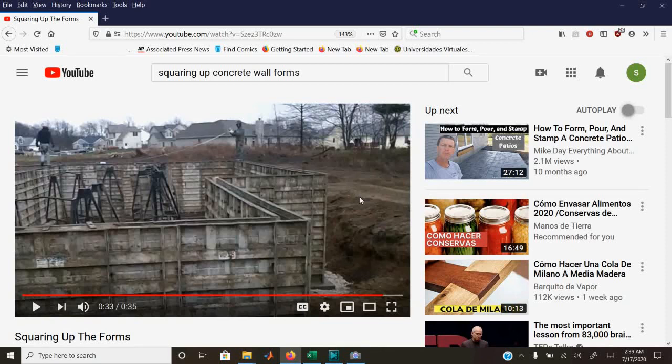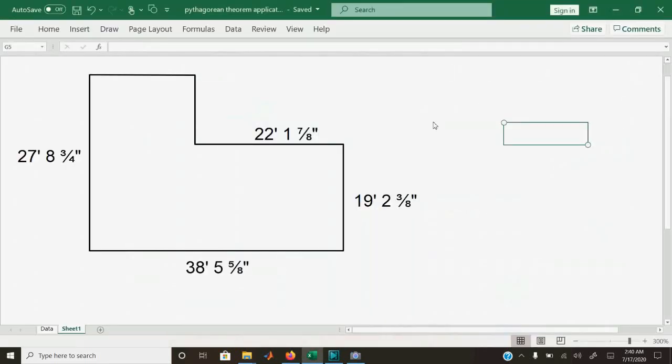One of the most common applications of the Pythagorean theorem is one I've seen a lot. I used to check the reinforcing steel inside the concrete forms, and I would see people doing what you're seeing here. It's called squaring up the forms. They would actually measure the diagonals of the forms using the Pythagorean theorem, and I wanted to show you an example of that.